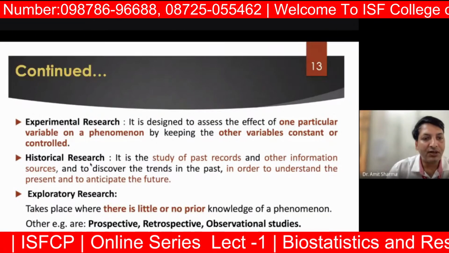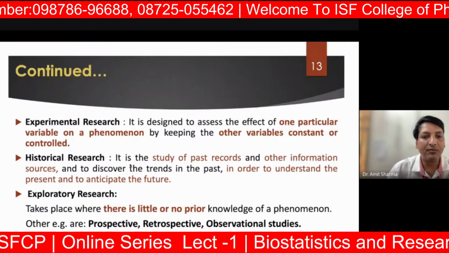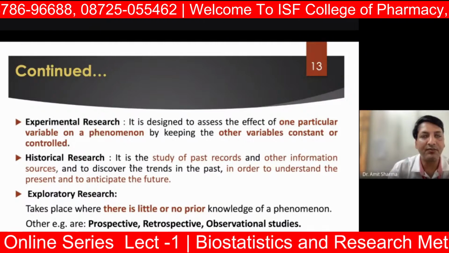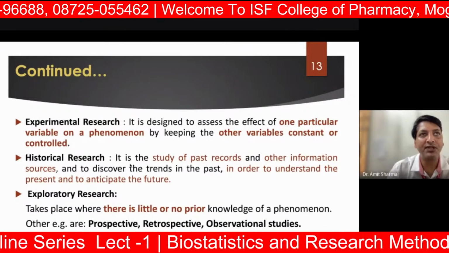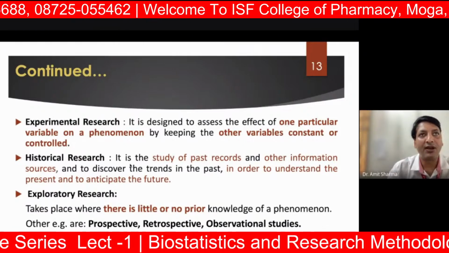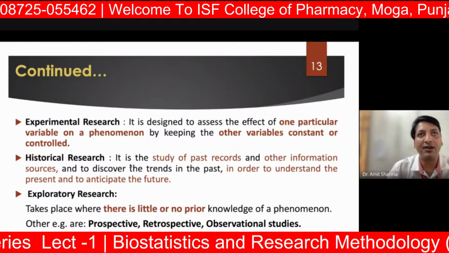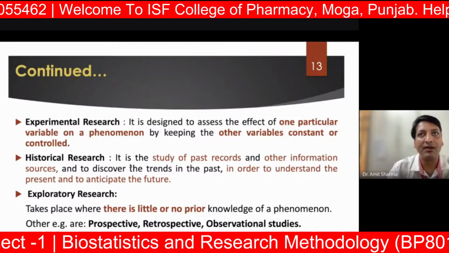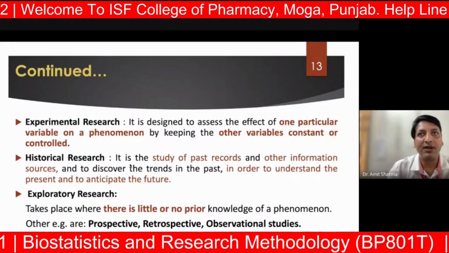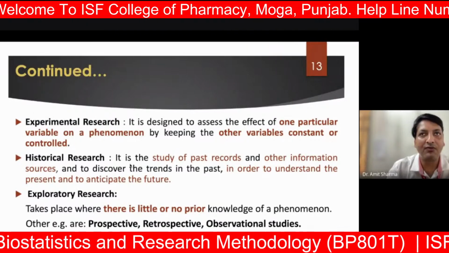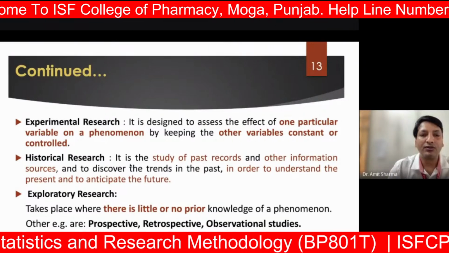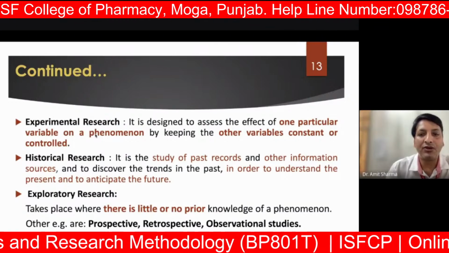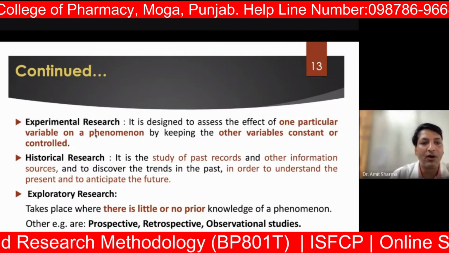Next one is your historical research. Now this is the study of past records. Mainly, you might have seen different archaeologists working in different fields, and they will try to find out what happened in 1500 BC, what happened 100 years back or 1500 years back. That kind of research will be carried out mainly by archaeologists, and will be called historical research.